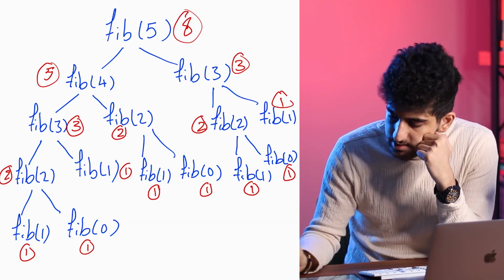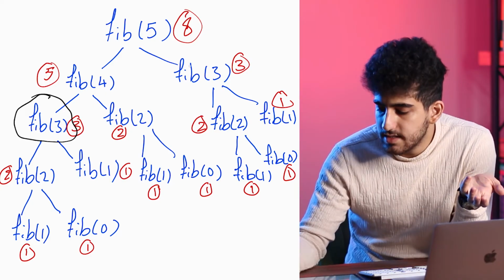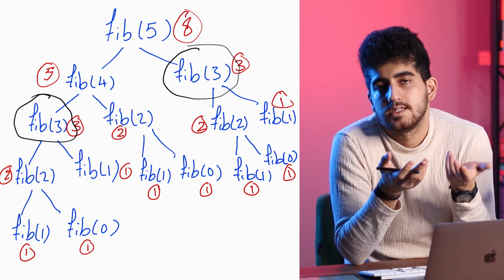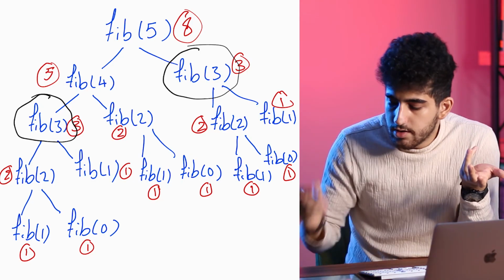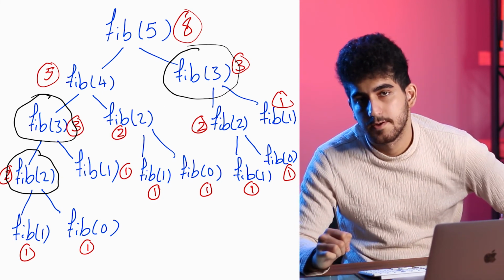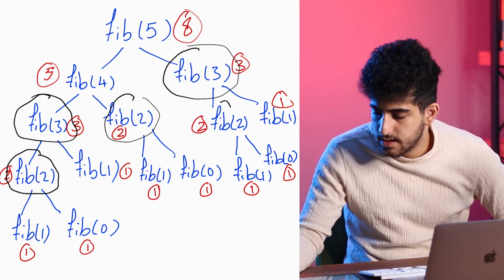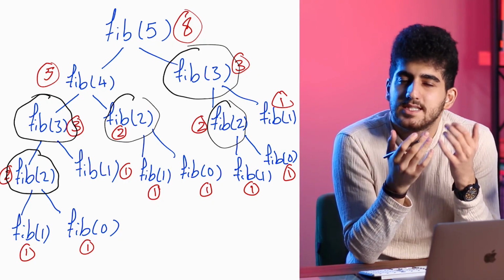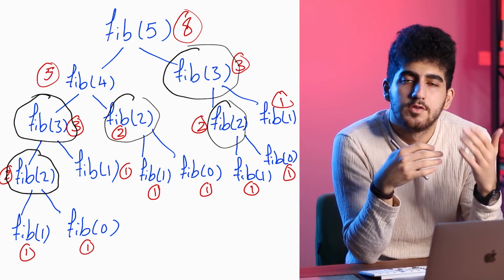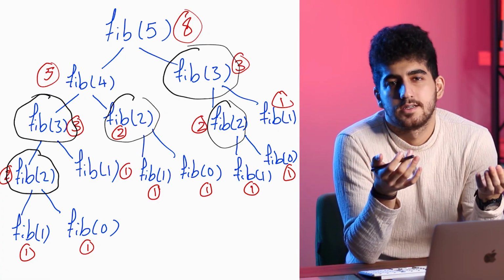For example, here I'm calculating fib of 3 and I know that it is 3. But here again I'm computing fib of 3. This is not a good thing. This makes my code slow. Or I'm calculating fib of 2 here and I understood that it is 2, but I'm again calculating it over and over again. So maybe if I can somehow save these values and avoid calculating them over and over again, I will save a lot of time, and that would be a lot better.